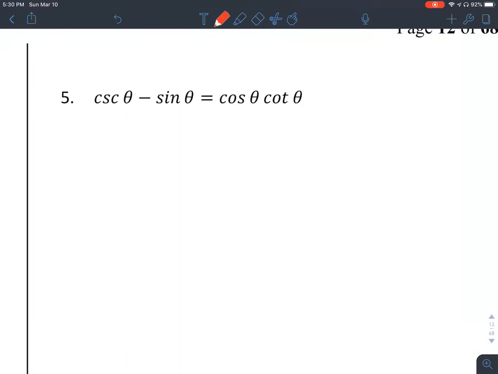I'm going to start with the left because I think the left's more complicated. I'm going to change things in terms of sine and cosine. Is that how you do every problem? No. But it could be how you do every problem, I think. I need common denominators. I'm going to multiply sine of theta over 1 by 1 in the form of sine over sine. That's going to give me 1 minus sine squared of theta over sine.